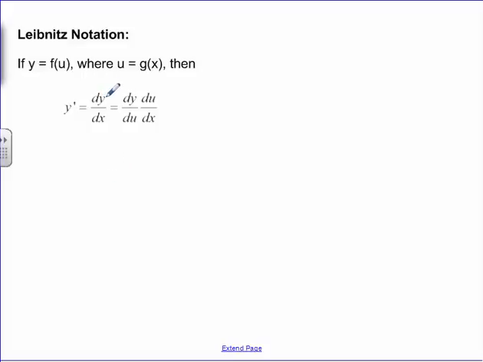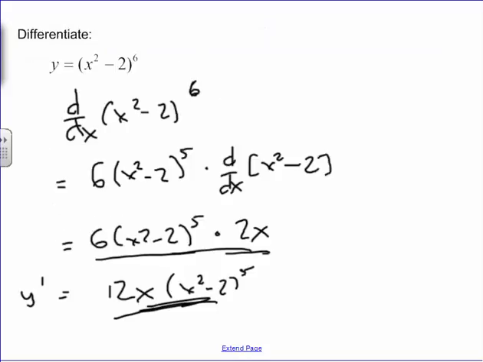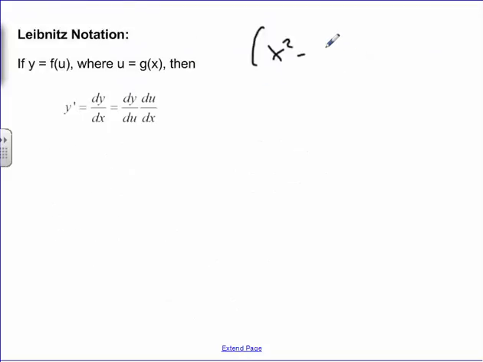If I wanted to ask you to deal with this, sometimes it works well if you use a bridge, like a u as an intermediary function. Let me show you how this would look. We had the function x squared minus 2, to the 6, right? That was our function.